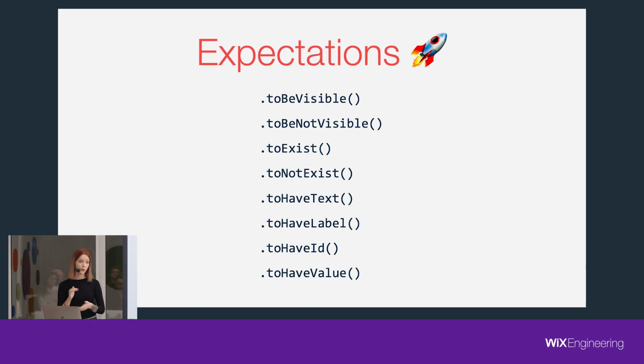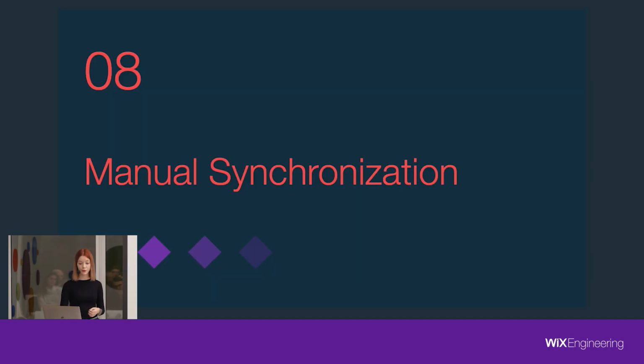But if you use to exist, all the view hierarchy that's been read, you can verify it in less than a second. And also you can verify if an element has a text or certain label, or has a specific ID or a value. So, manual synchronization, just like I promised you before. Right now I'm going to be talking about the device.enable synchronization and device.disable synchronization methods.